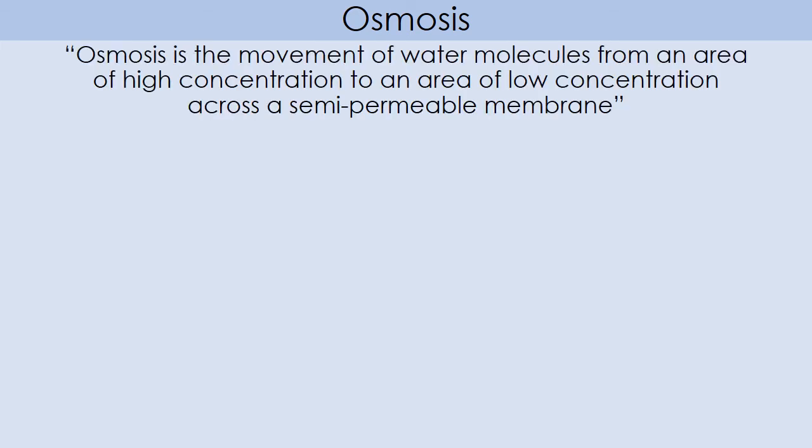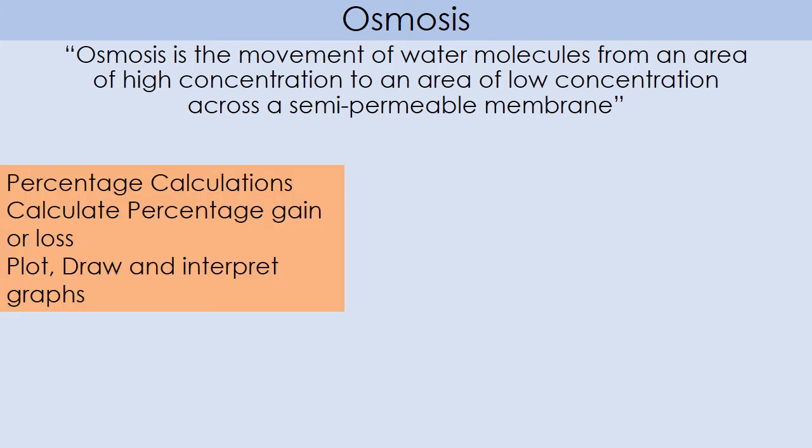So next we're going to look at osmosis. Now our definition of osmosis is the movement of water molecules from an area of high concentration to an area of low concentration across a semi-permeable membrane. Could replace that with partially permeable membrane, either is fine. So that is our definition of it.